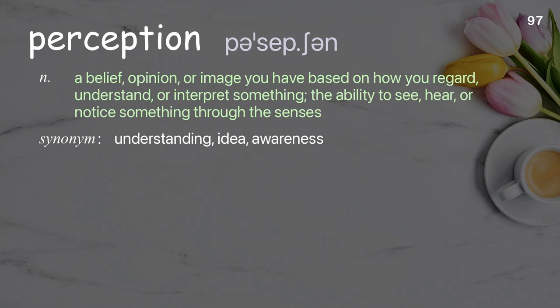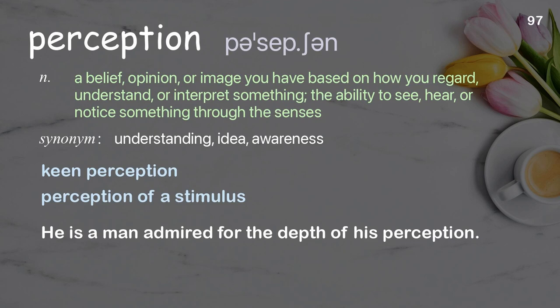Perception. A belief, opinion, or image you have based on how you regard, understand, or interpret something, the ability to see, hear, or notice something through the senses. Examples. Keen perception. Perception of a stimulus. He is a man admired for the depth of his perception.